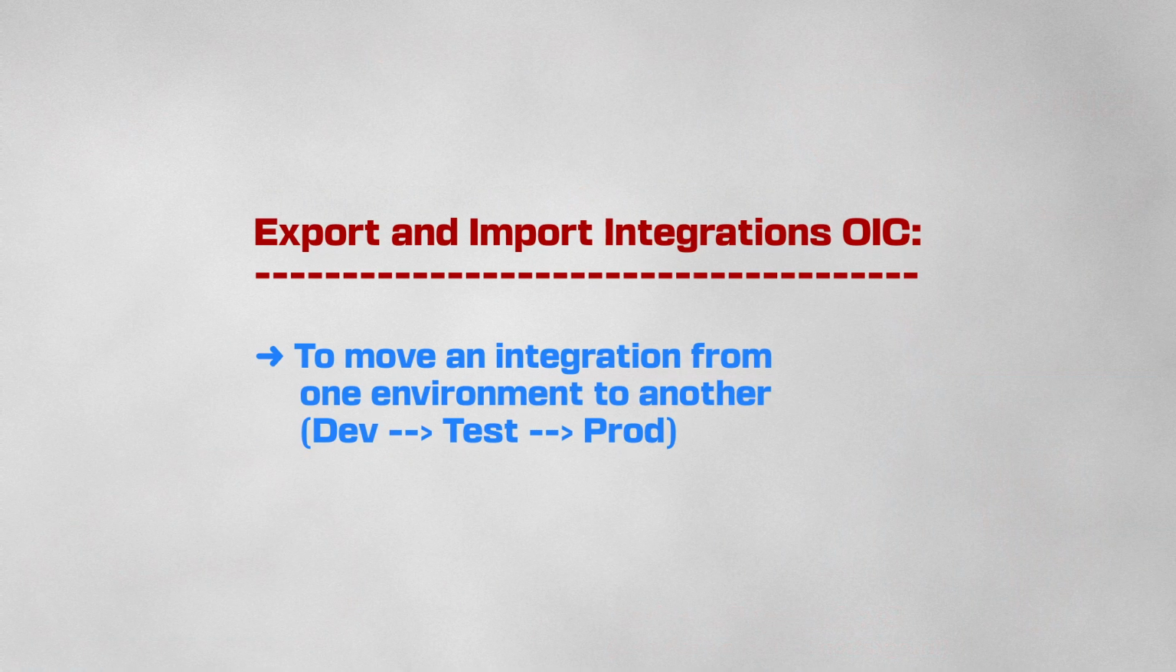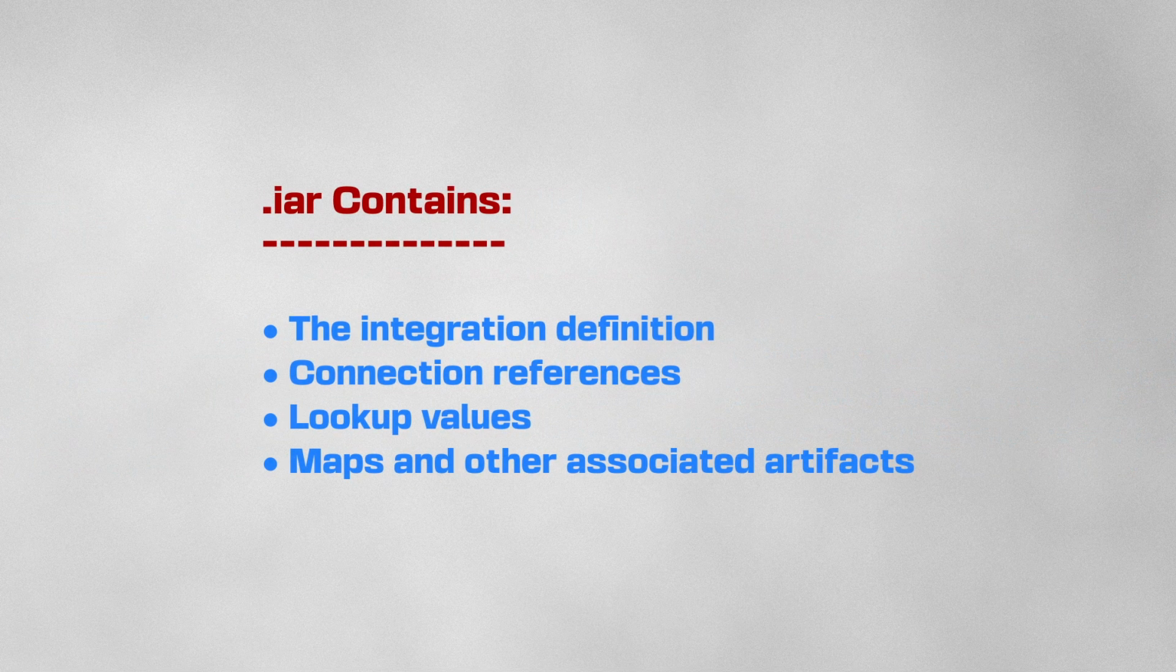As you work with Oracle Integration Cloud, there will be times when you need to move an integration from one environment to another. For example, dev to test or test to prod. OIC makes this very simple by using export and import features. When you export an integration, OIC creates an archive file with a .iar extension.